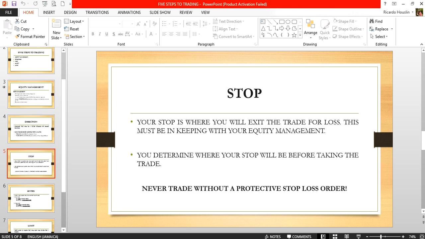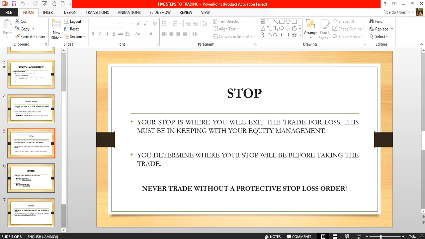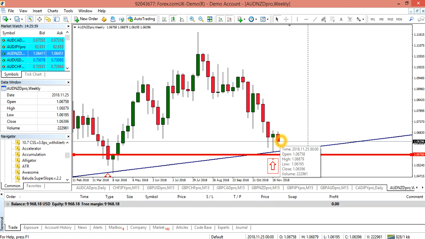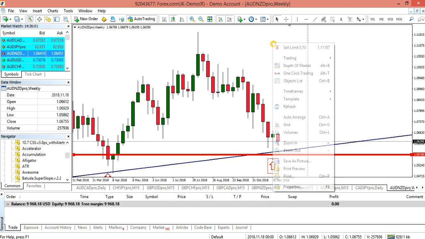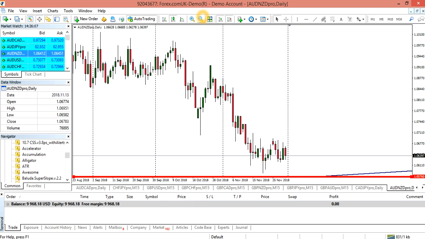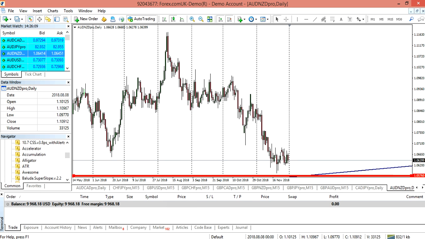We're not entering the trade as yet. We're just planning the trade. So that's my stop. Now I am going to buy, and if I'm going to buy, I want to buy low in the buy zone. Now the market is made up of zones, and I'm going to just quickly show you. I'll do more in-depth videos on this. The market has been going down.